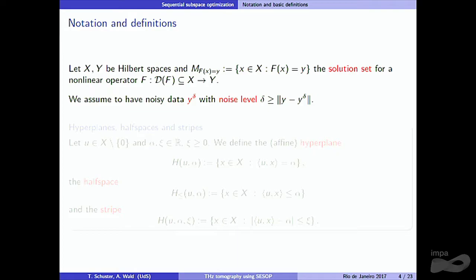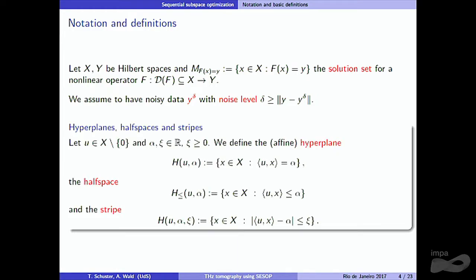Of course, we also assume to have noisy data where the noise level delta can be estimated from above by this difference to the exact data. This is quite a common assumption. In our method, we use some more notations, namely hyperplanes, half spaces, and stripes.